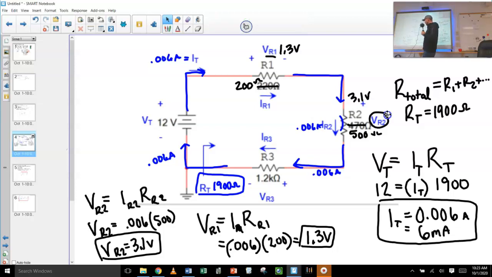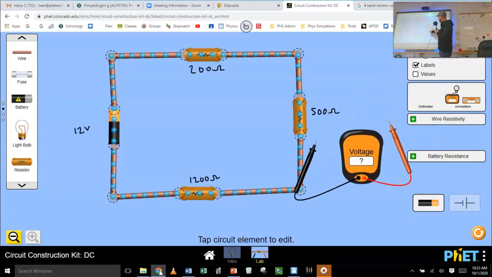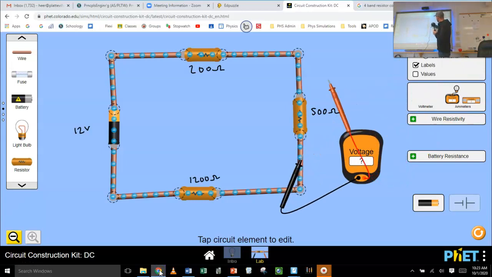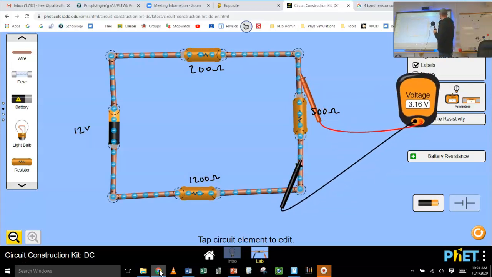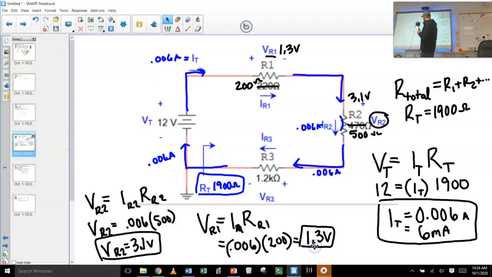Let's check it out on our simulator to see if that's true. Grab my voltmeter, put my black lead down here, put my red lead up here. 3.1. Nice. And then lastly, we'll do our final one, that VR3 right here. So we're going to use Ohm's law one final time.